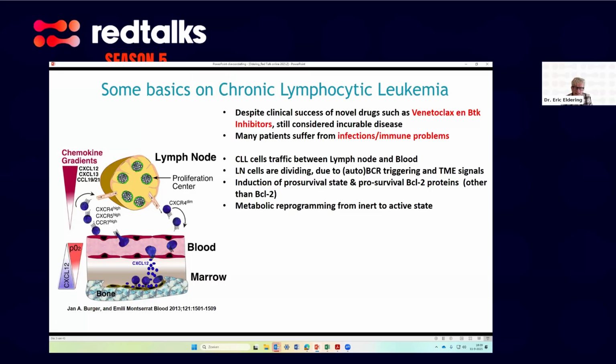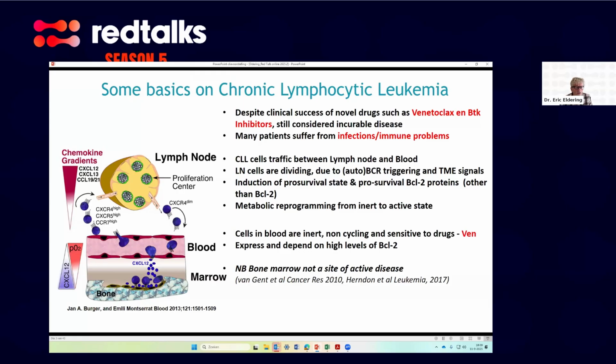Important to note also that this cell activation in the lymph node also causes a metabolic reprogramming from an inert state in the blood to an active state in the lymph nodes, and this poses challenges if we want to study CLL, because we take the cells from the blood, but there they are inert. They are not cycling. They're highly sensitive to drugs. For example, venetoclax, you can easily kill cells also in the laboratory by venetoclax, but the cells in the lymph node are resistant. We will show examples of that.